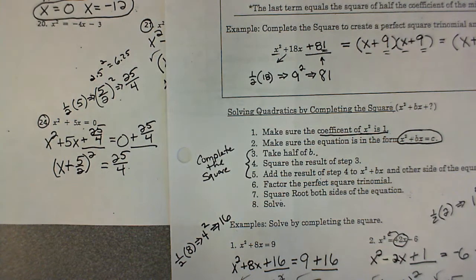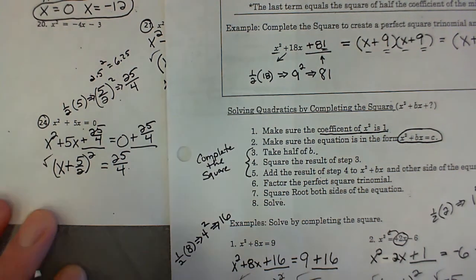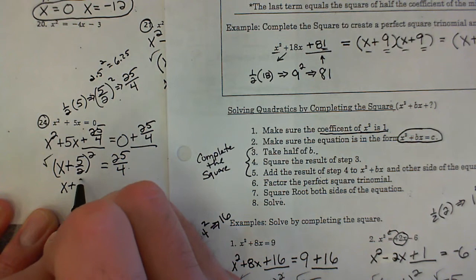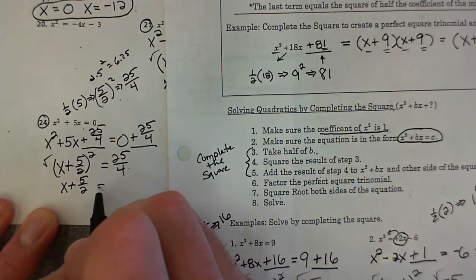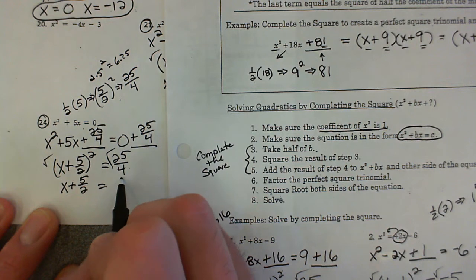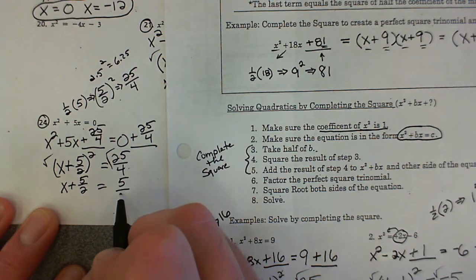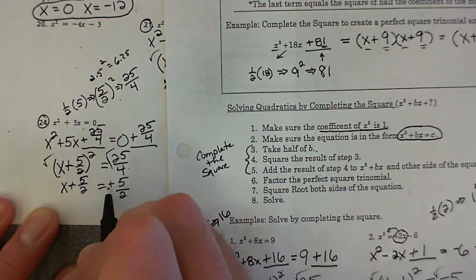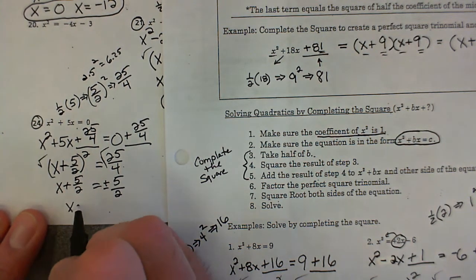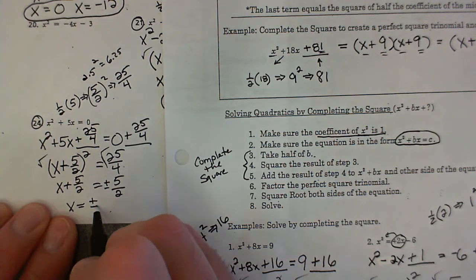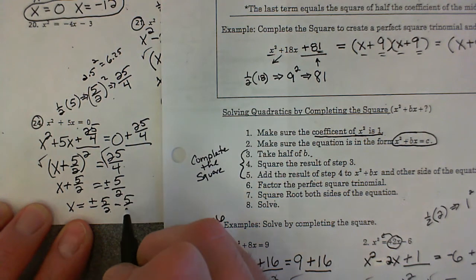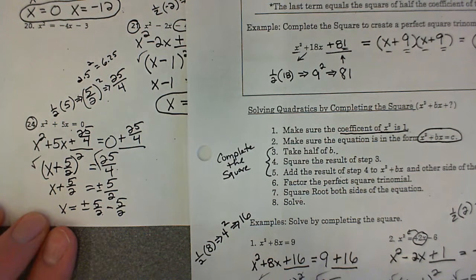Okay? And now we're ready to take the square root. Take the square root of this side. Square and square root cancel. It leaves you with x plus 5 halves equals, take the square root of this side. Well, take the square root of the top. You get 5. Take the square root of the bottom. You get 2. And that's plus or minus. Now we just need to bring the 5 halves over. So x equals positive or negative 5 halves minus 5 halves when you bring this over to the other side.